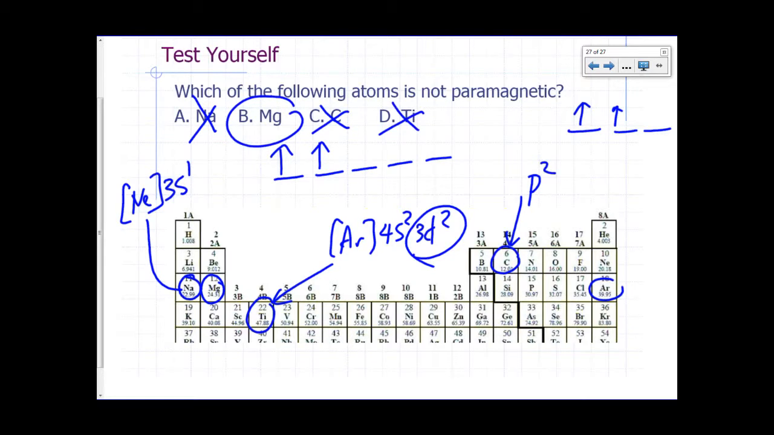The correct answer is magnesium. Okay, column 2A, and like I said, column 2B, or group 12, and the noble gases, those are your atoms that are not paramagnetic.